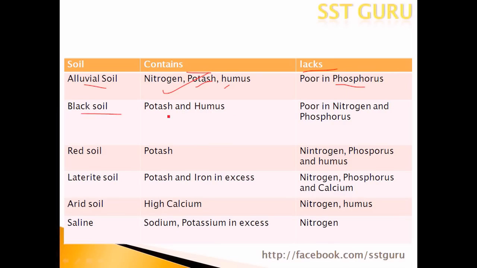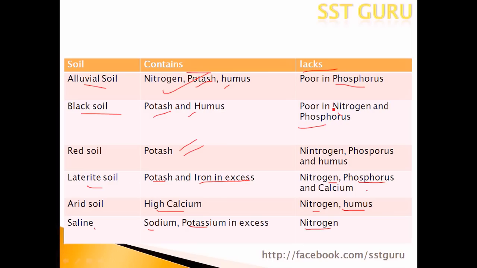Coming on to the black soil, I had taught you this already in the previous slide, so I'll go fast here because you are short of time. You're having your exams near. In black soil you have potash and humus, but you don't have nitrogen and phosphorus. In red soil you have only potash, you don't have humus, and it lacks nitrogen, phosphorus and humus. And in laterite soil you have potash and iron in excess. You understand this? And you don't have nitrogen, phosphorus and calcium. Arid soil has high calcium, it lacks nitrogen and humus. Saline soil has sodium and potassium in excess, and it does not have nitrogen.